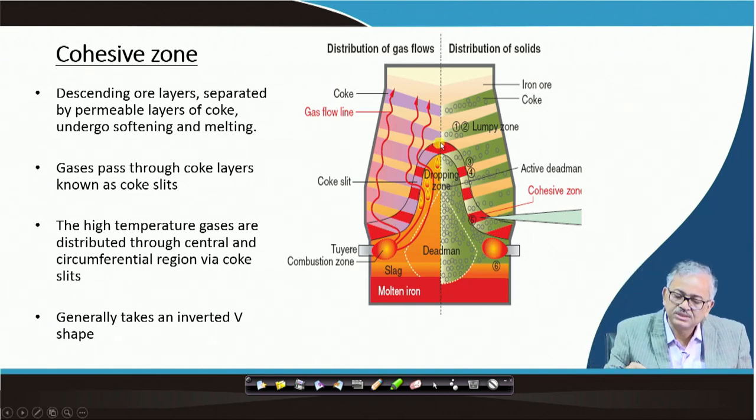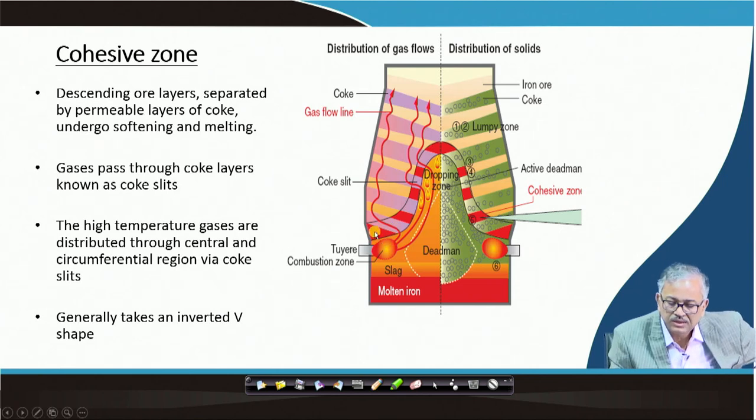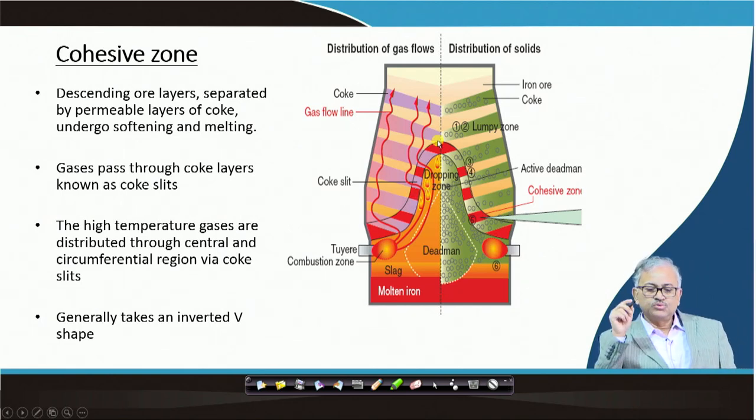So these are basically your softening, and the coke remains there, which acts as a passage of the gas. Coke only allows the passage of the gas, and this is called the coke slit. So there is alternate softened, fused mass of iron and slag in the cohesive zone, and then you have a coke slit, and again fused mass, and then coke slit, fused mass, coke slit, in this fashion. So this is there through which the gas passes.